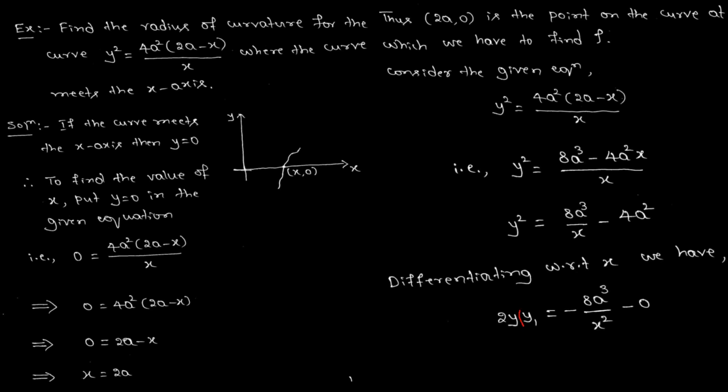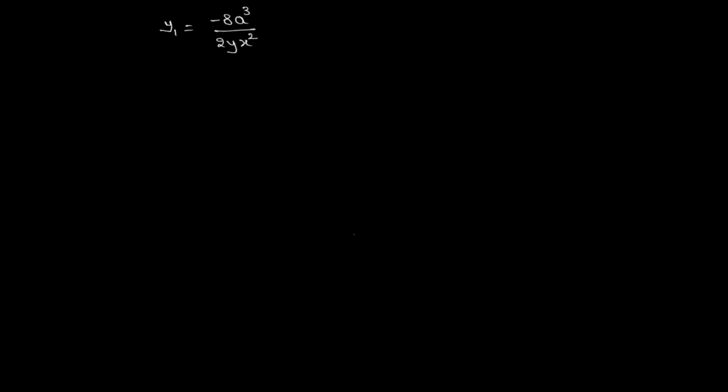Now let us simplify for y1. Now we have just neglected this minus 0. In the next step, we will shift this 2y to the denominator here, cross multiply. Yes, we have cross multiplied. Now cancellation happens, 2 ones are, 2 fours are. We have this as y1. Now let us find out the value of y1 at the point.